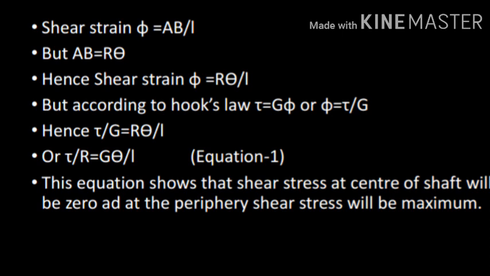Now this equation shows that the shear stress at the center, when R equal to 0, will be 0, and when R equals maximum, the shear stress will be maximum. So it shows that at the center of the shaft shear stress will be 0, and at the periphery of the shaft shear stress will be maximum.